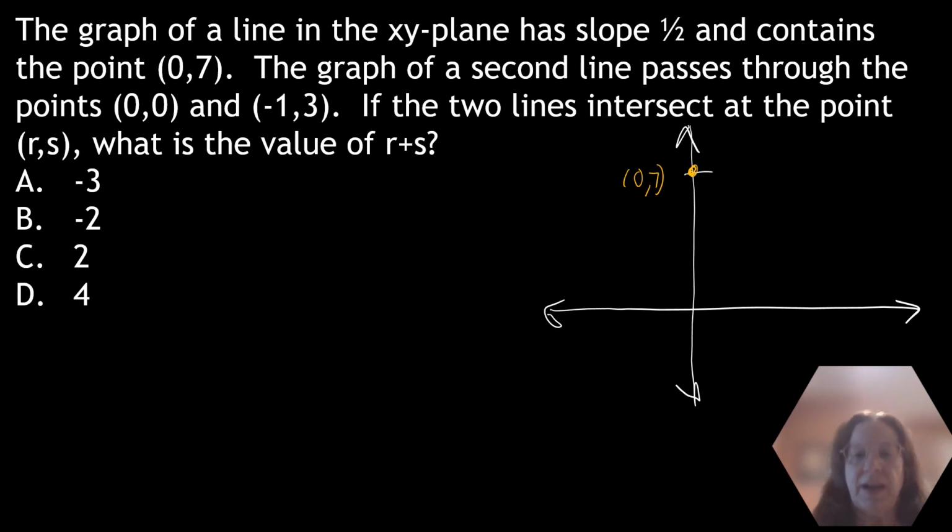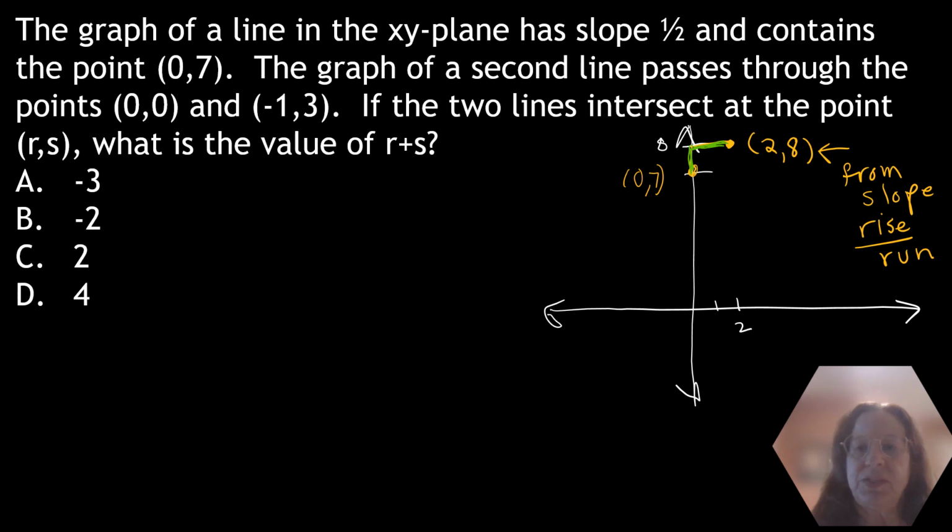So let's start by graphing the points in the first line. We have (0, 7), but it has a slope of 1/2. From the slope, rise over run, we rise 1, which brings us to 8, and run 2, so the x value is positive 2. That gives us the point (2, 8). Now we can draw that line, and we have y equals 1/2 x plus 7.